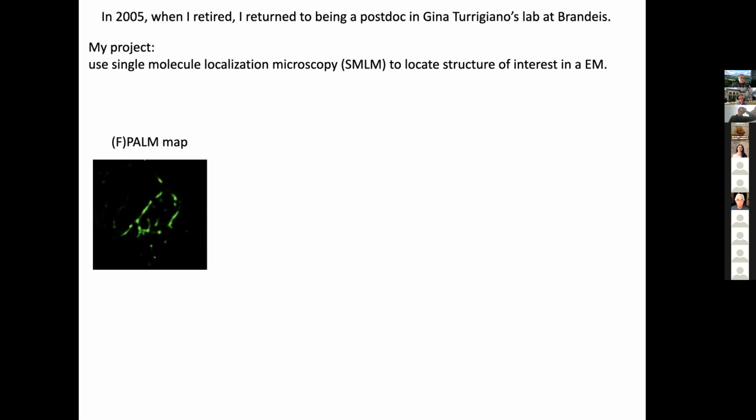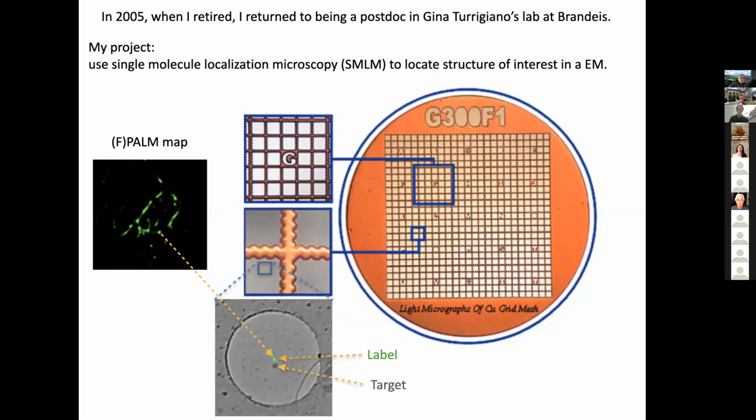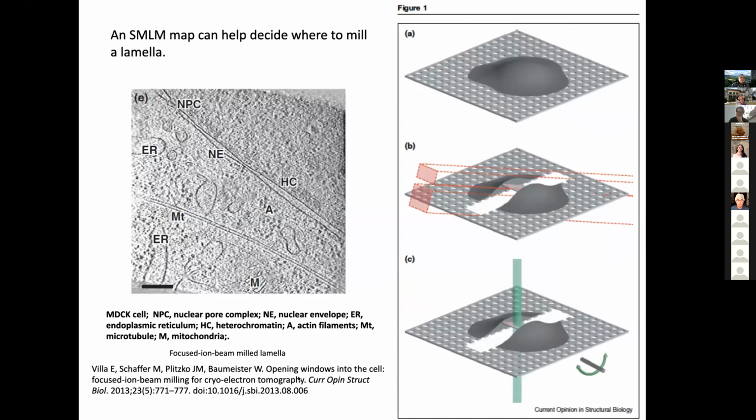The idea was to make a single molecule localization map, and then to use that in the EM. Can you see my arrow here? Yes. Okay. To put a label on a target structure. And this is not a target structure, it's just an illustration. Anyway, that was the idea. So that you could identify a structure you were interested in by tagging it and using single molecule localization microscopy to find it. And of course, an additional possibility was to use this kind of mapping to determine where to mill a lamella in order to look at a particular structure within a cell.